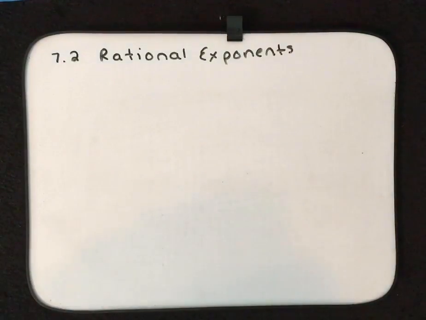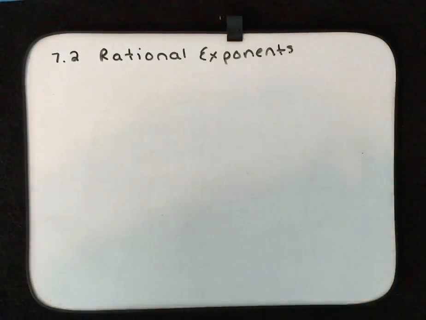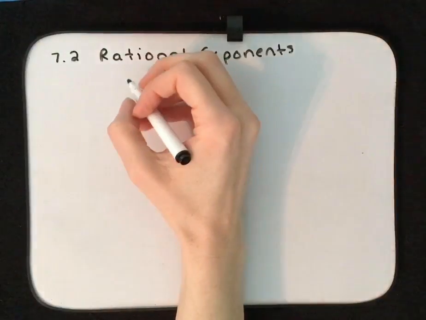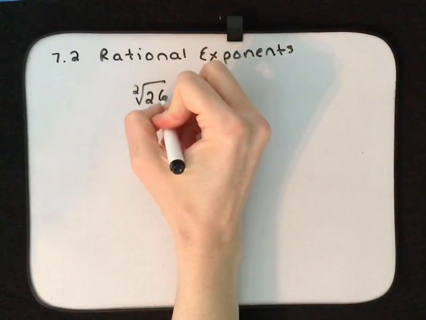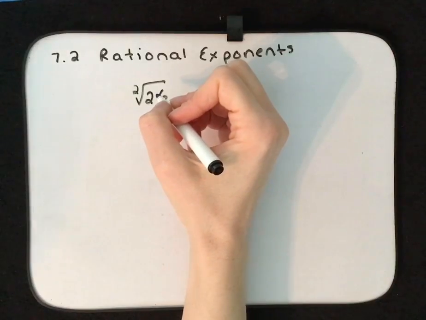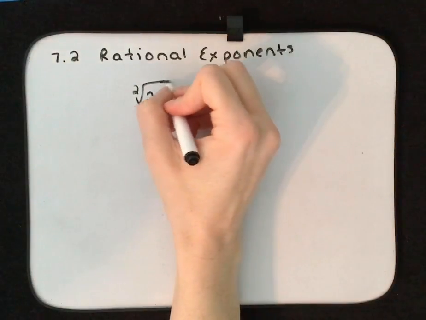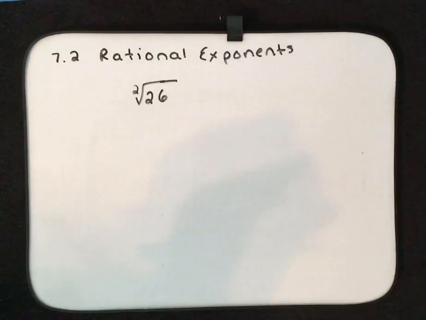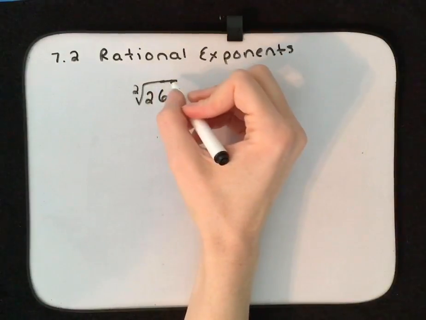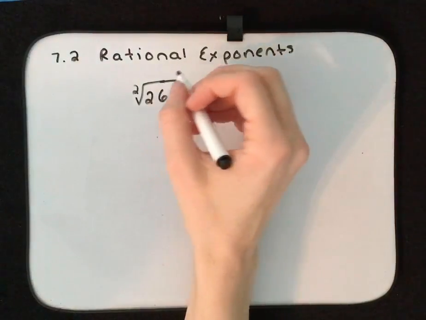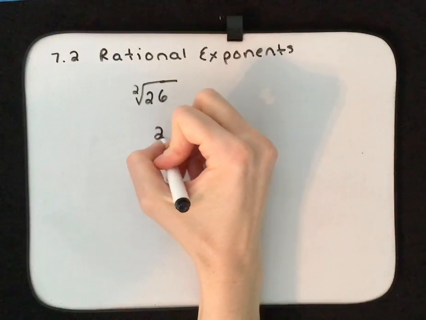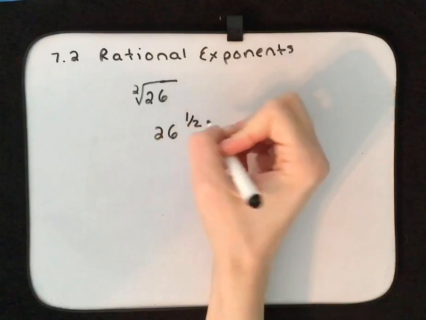Rational exponents. This means that you are looking at something like the square root of 26. Well, when you have a square root or a cube root or any root, you can look at this in terms of a rational exponent as well. So the square root would also look like 26 to the 1/2 power.